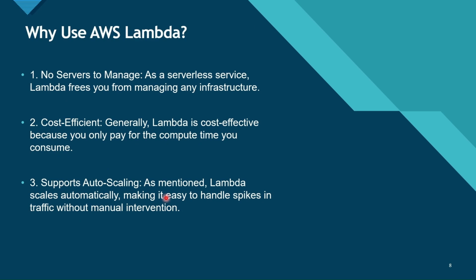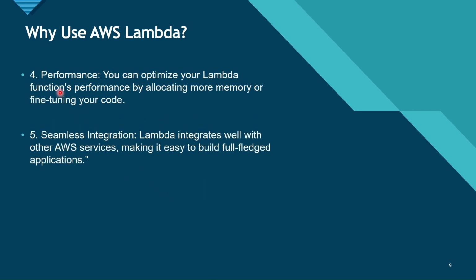And these are the benefits of using Lambda. As we have already discussed, no servers to manage, cost efficient. Sometimes the Lambda service is more cost efficient than EC2, and it supports auto scaling. Performance. You can optimize your Lambda function's performance by allocating more memory and fine-tuning your code. Fine-tuning refers to the optimization of code that you have written. Seamless integration. Lambda integrates well with the other AWS services.